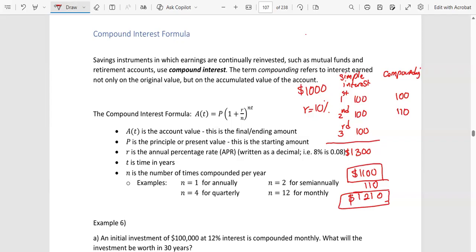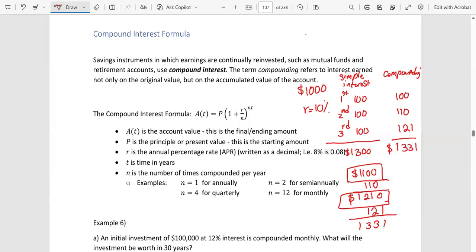Then we receive 10% of this invested money for the third year, which is 121 at the end of the third year. And if you add 121 to this, that means at the end of the third year, you will have $1,331. You can see that even if compounding occurs only once a year, you still have $31 more than the simple interest. But the compounding may occur more than once a year.